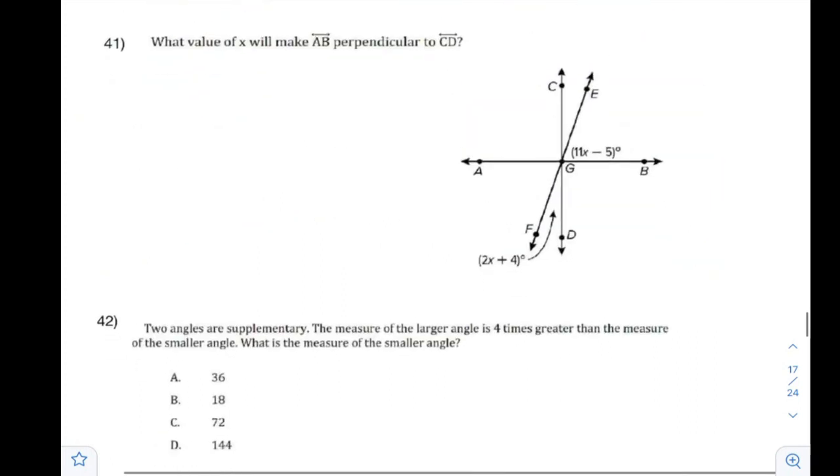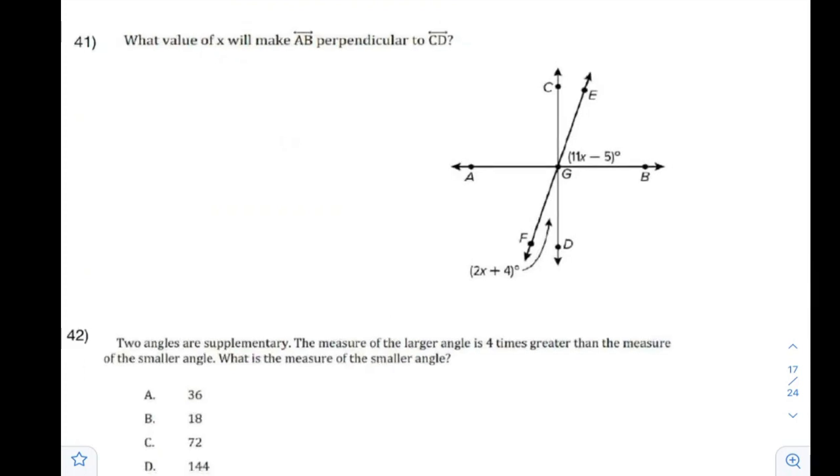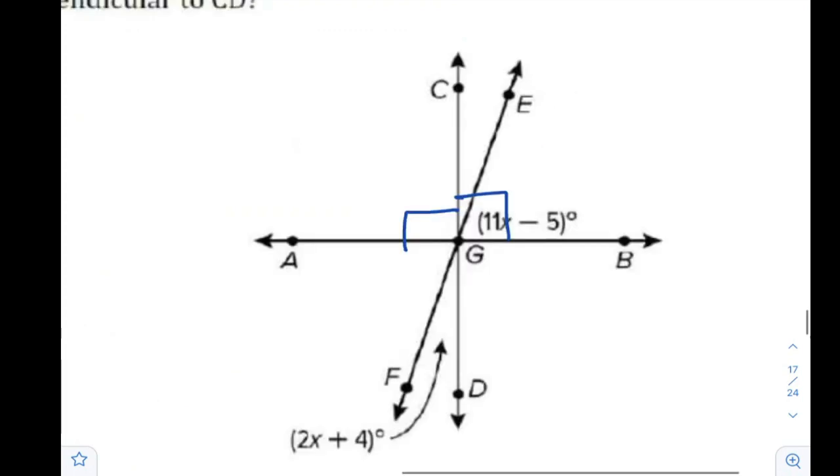What value of x will make AB perpendicular to CD? AB perpendicular to CD means this is 90 and this is 90. As you see here, this angle is equal to that. This is what we called vertical angles. That means this angle is also 2x plus 4. For the lines to be perpendicular, these should be 90 degrees together.